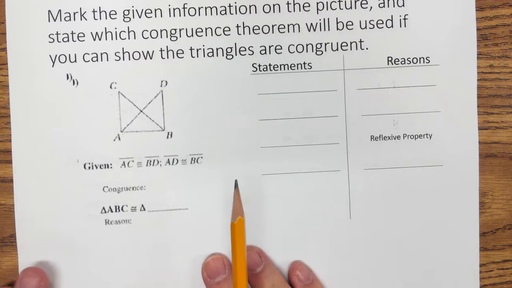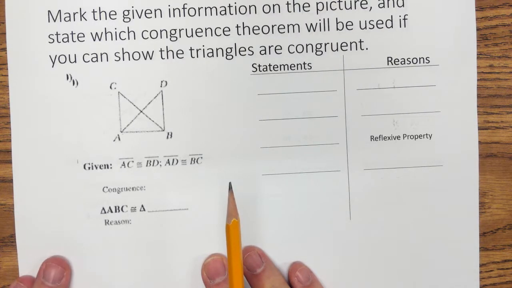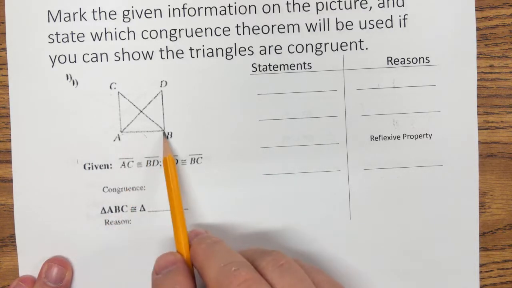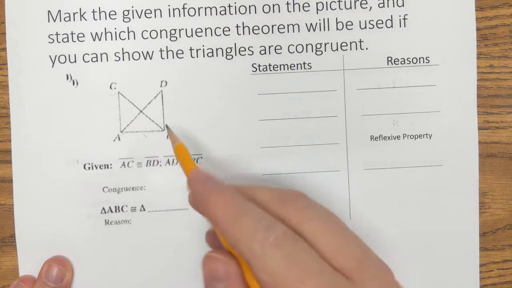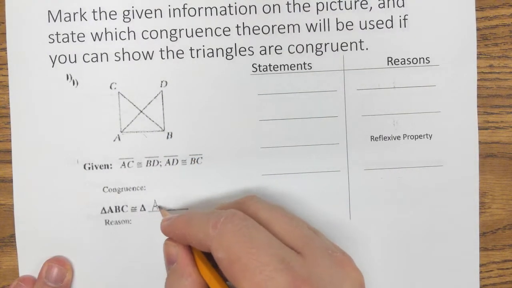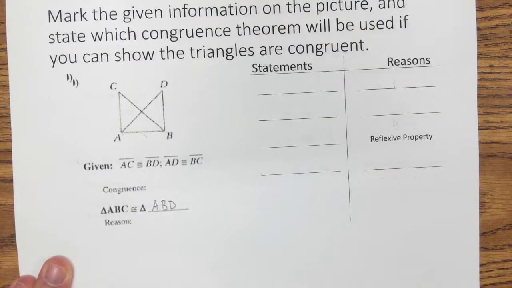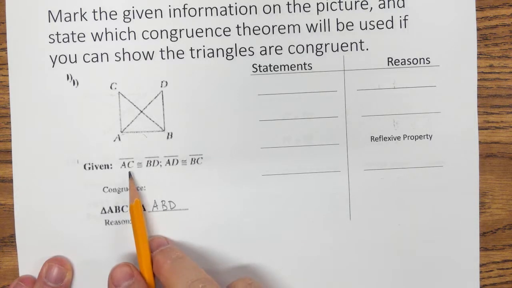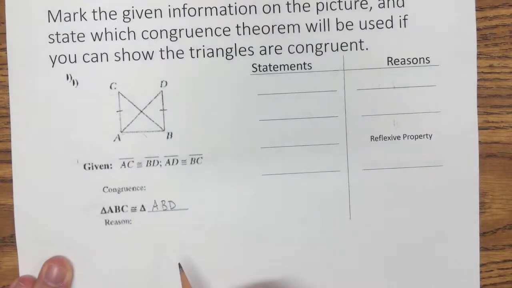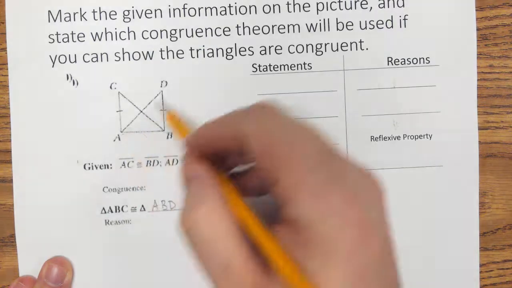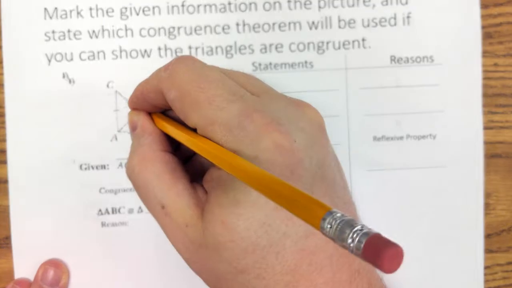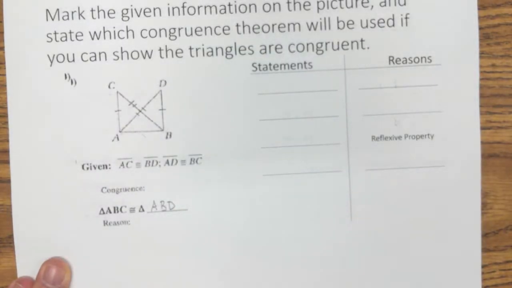Oh, look at this one. This one looks tricky. Okay, so we're trying to prove triangle ABC, that's this triangle, which means that we're trying to prove triangle ABD then congruent to one another. Okay. Let's label what we know. AC congruent to BD. Then the side AD is congruent to BC.